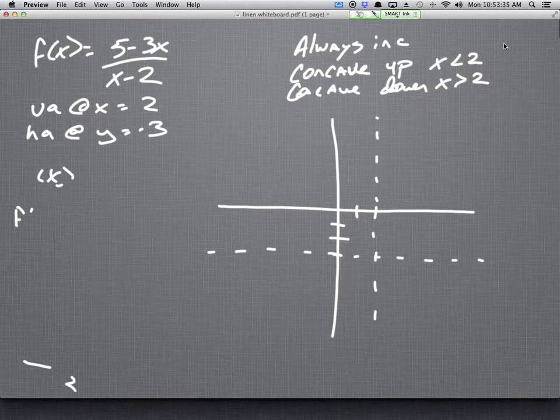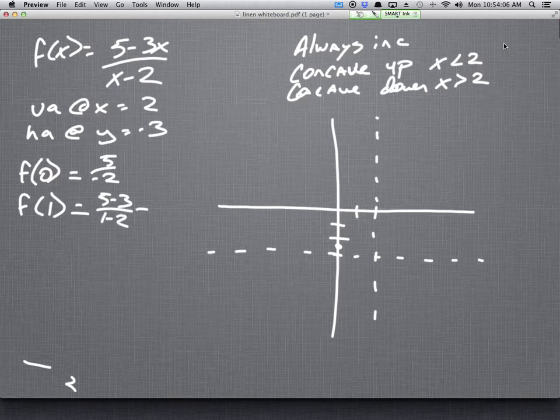Alright, now what do I want to do? I want to find a couple points on the left of my vertical asymptote and a couple points on the right. So let's do the left first. Let's find f of 0 and f of 1. If I plug in 0, that gives me 5 over -2, which is -2.5. Plug in 1. That gives me 5 minus 3 on the top, 1 minus 2 on the bottom, which gives me 2 over -1, so that would be -2. All right, so what did we say was going on the left side of my vertical asymptote? It was concave up and increasing. So I know this has to go that direction, and what does it do on the left? It levels off.